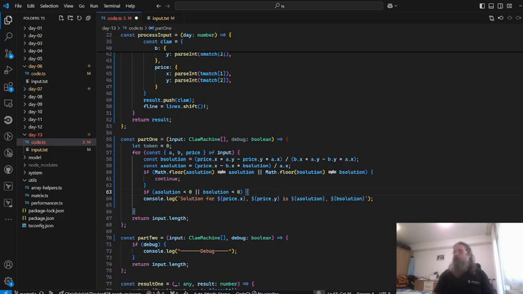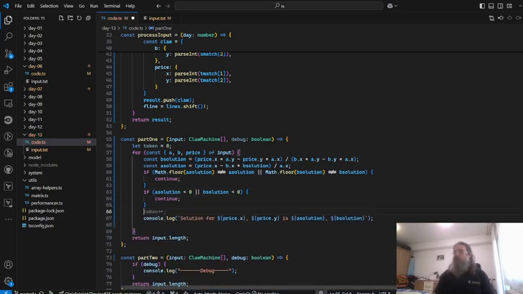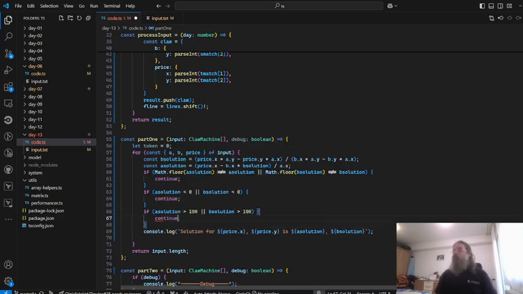If one of them is less than 0, again we continue. If one of them is bigger than 100, what does it say? Let's see. Each button would need to be pressed no more than 100 times to win a prize. So we're gonna say if A solution is bigger than 100 or B solution is bigger than 100, we're just gonna continue. I have this as separate cases because we might need to put some debugging here because some condition failed.